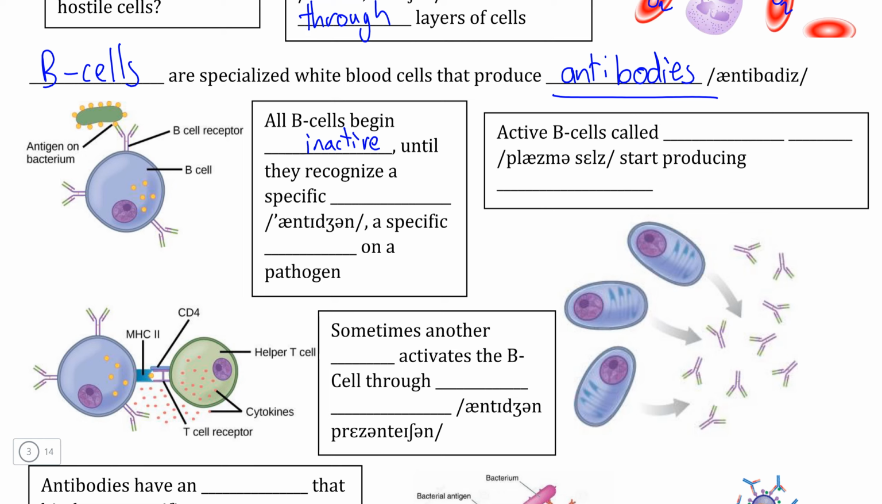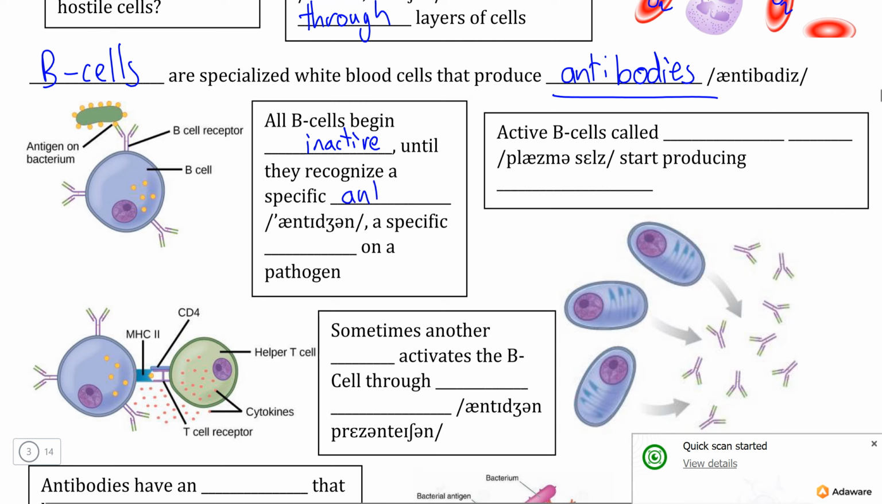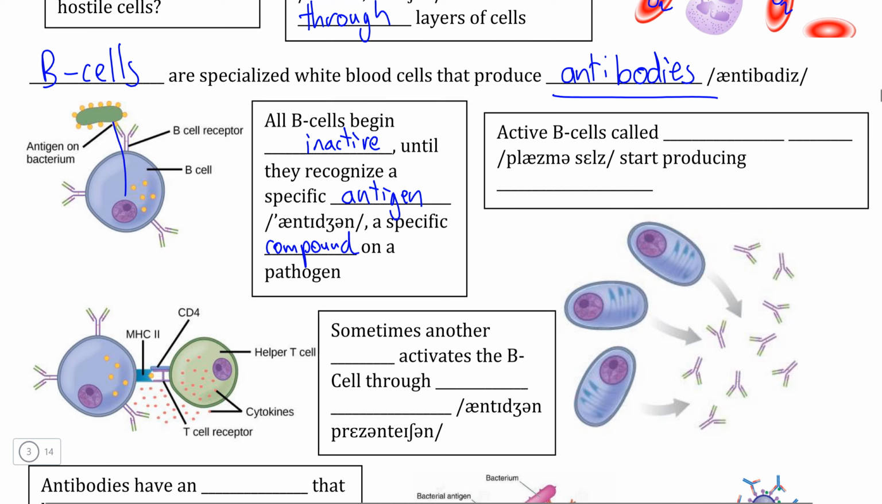However, B cells become activated when the proteins, specifically receptor proteins on the surface of a B cell, recognize when a specific antigen is present. So an antigen is a specific compound or a specific part of a pathogen that has the ability to activate a B cell and cause it to start producing antibodies. And when B cells become activated, they become what we call plasma cells.